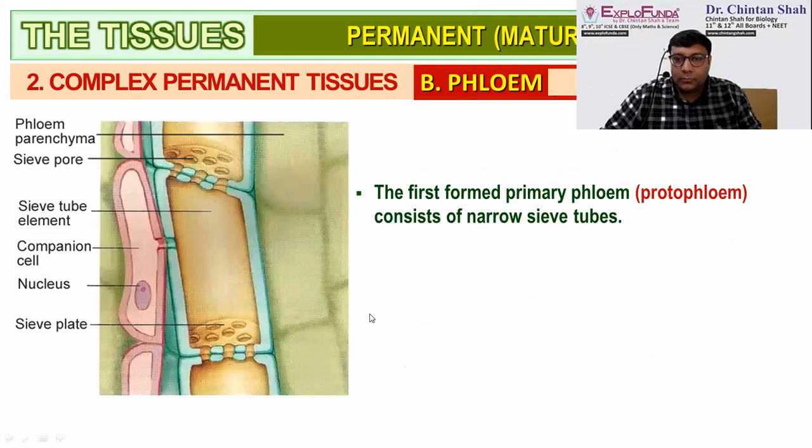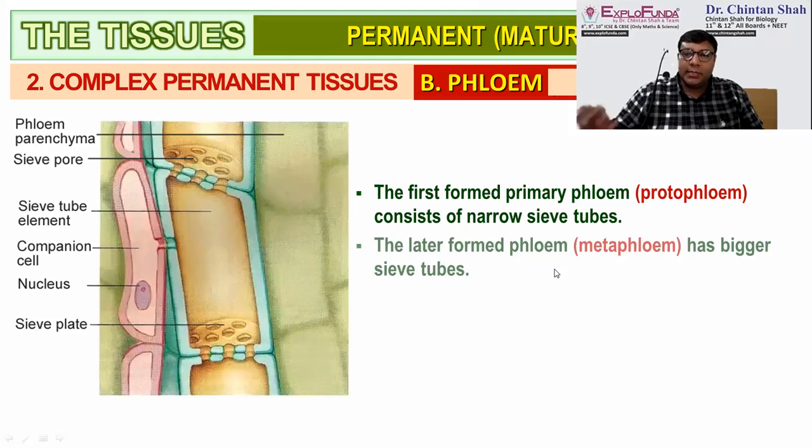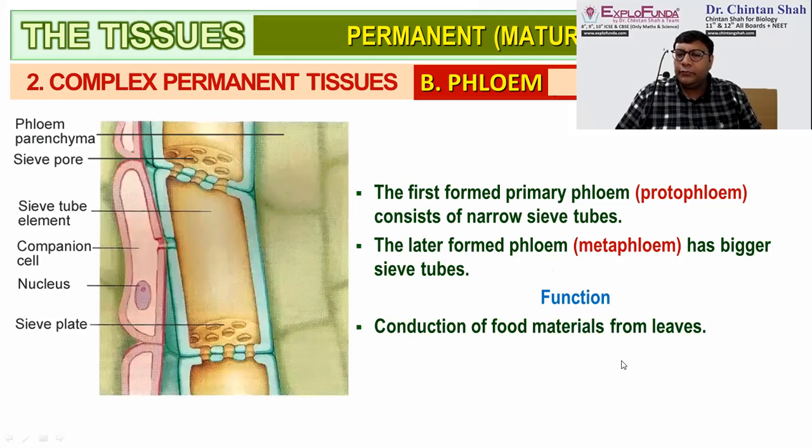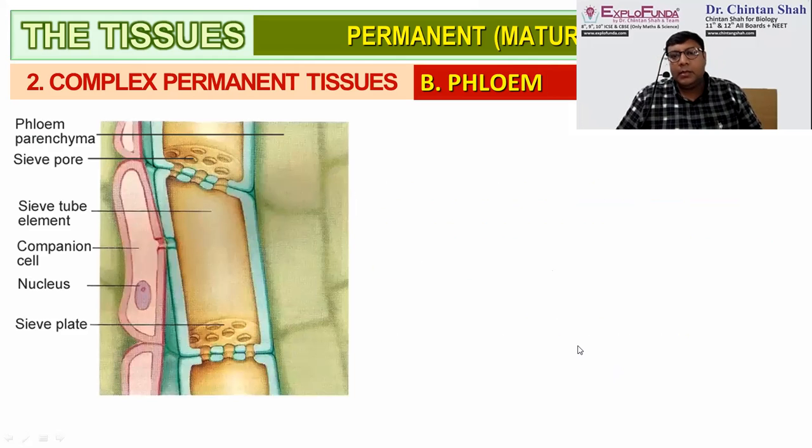Now it will have protophloem and metaphloem. The primary phloem, known as protophloem, consists of narrow sieve tubes, and the metaphloem, the secondary phloem, has bigger sieve tubes. Function: conduction of the food material from leaves. That's it.